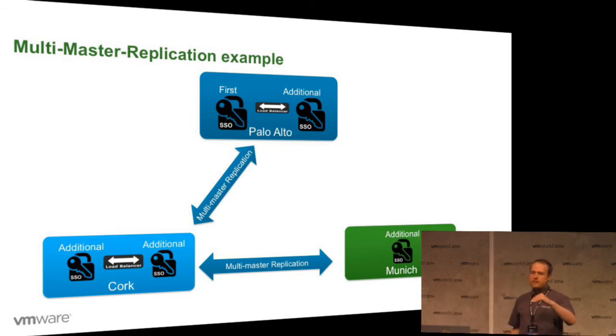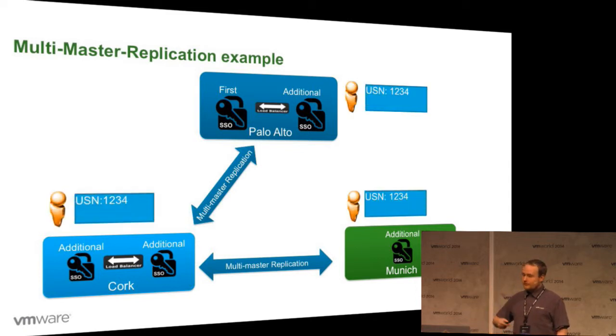Replication will still happen between Palo Alto and Munich, but for that to happen, it's like with your storage, at least 1 path needs to be up. So if both SSO nodes in Cork are down, no replication will actually happen in Munich.